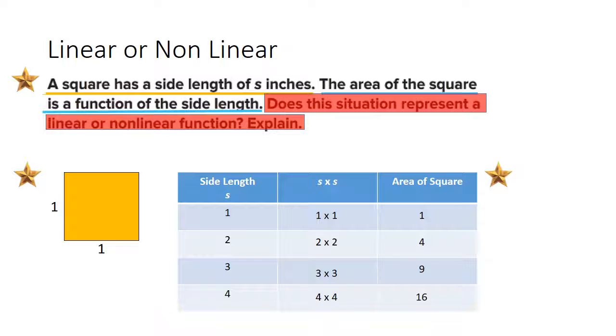Now that we've calculated all of this, we want to know, does this situation represent a linear or nonlinear function? And we have to explain. So let's see if there is a constant rate of change. My change in the side length is all 1, but my change in the area, which is the change in y, is 3 and then 5 and then 7, which means this is a nonlinear function because there is no constant rate of change.